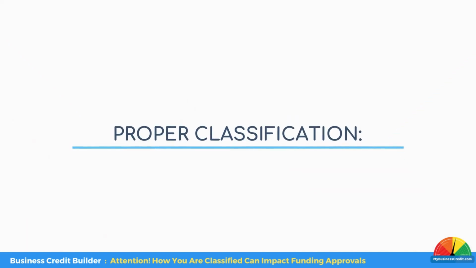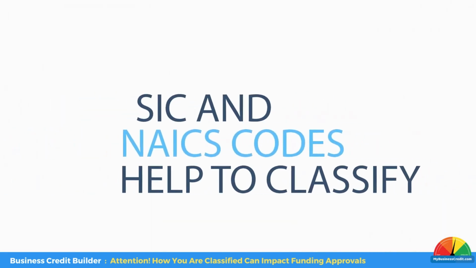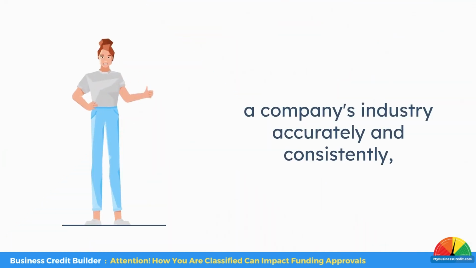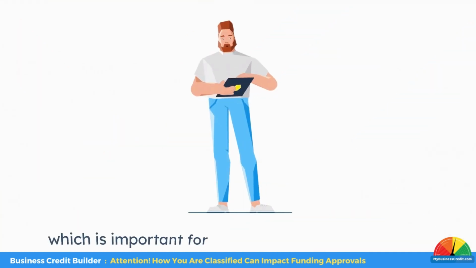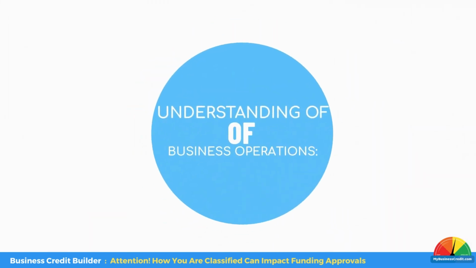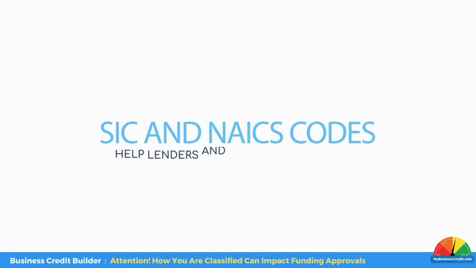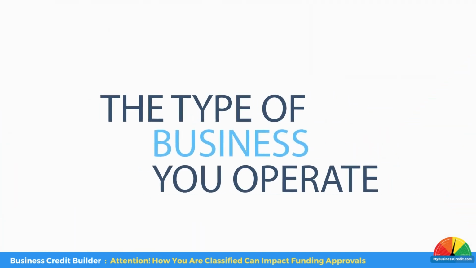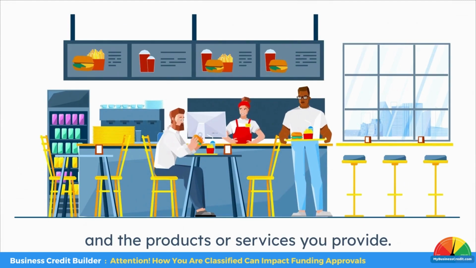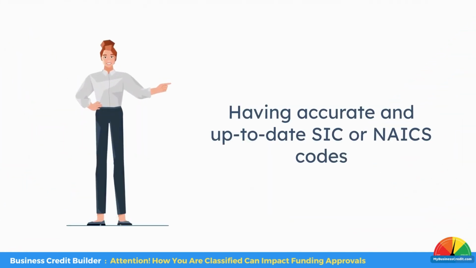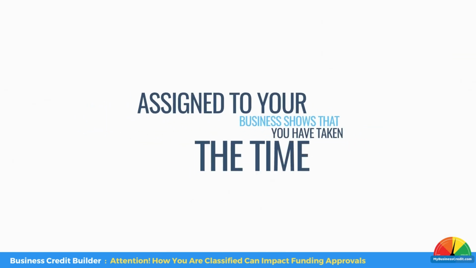Building business credit: the importance of accurate SIC and NAICS codes. Proper classification. SIC and NAICS codes help to classify a company's industry accurately and consistently, which is important for proper tracking and analysis. Understanding of business operations. SIC and NAICS codes help lenders and vendors understand the type of business you operate and the products or services you provide.